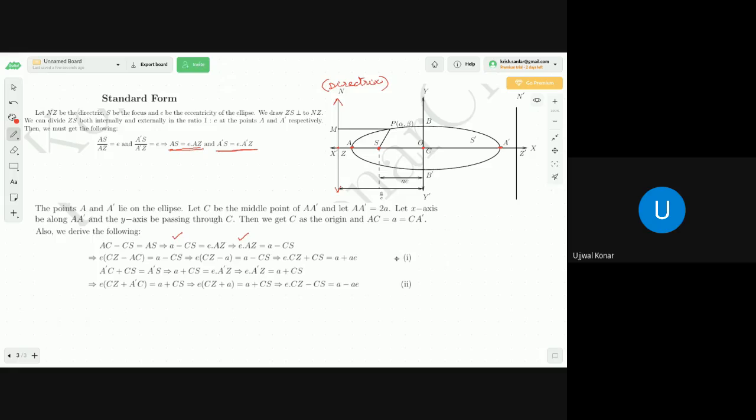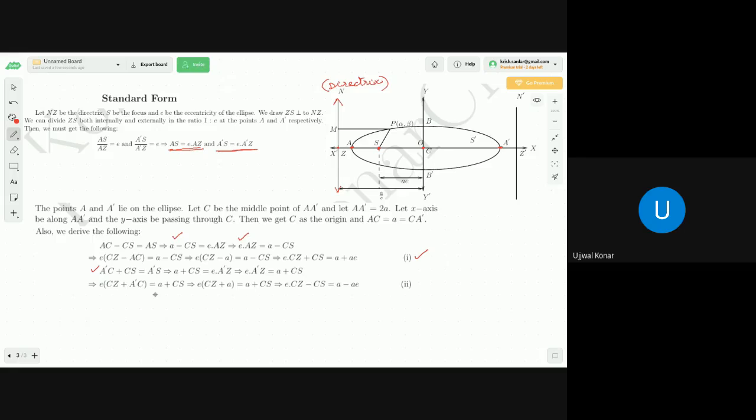Now you may have a question, sir, why is this the way to derive? Because we are going to find the locus, and that is why it is required. So we get equation 1: E into CZ plus CS is equal to A plus AE. In a similar manner, dear students, A dash C plus CS is equal to A dash S. That implies A plus CS is equal to E into A dash Z. That implies E into A dash Z is equal to A plus CS.